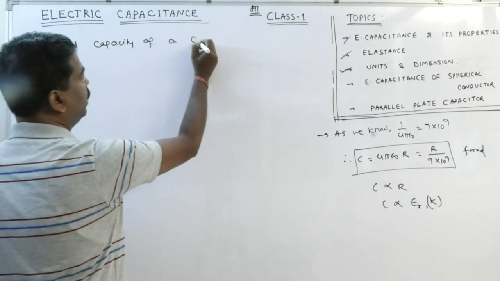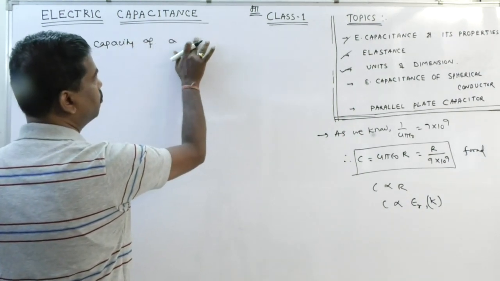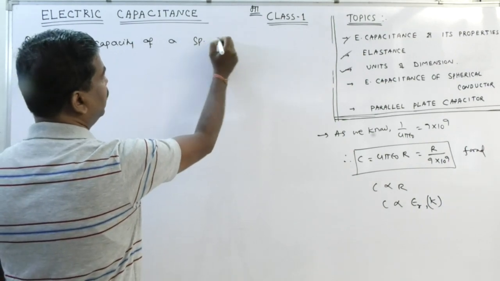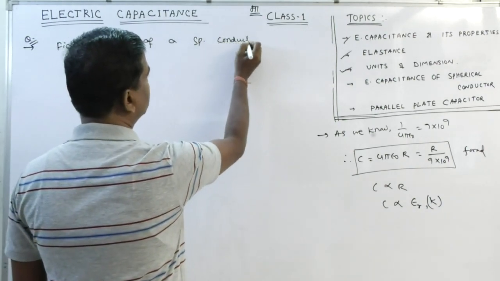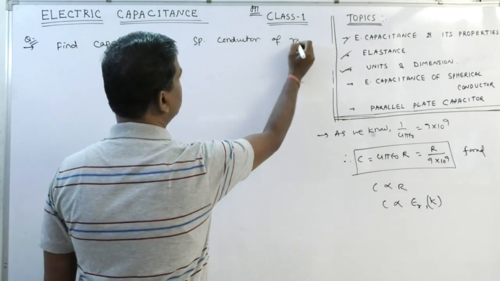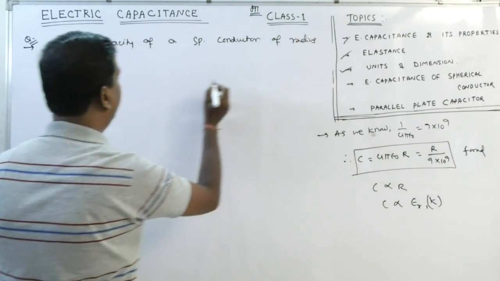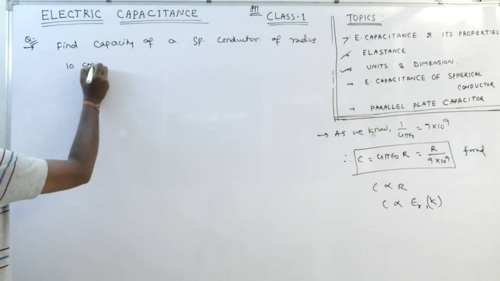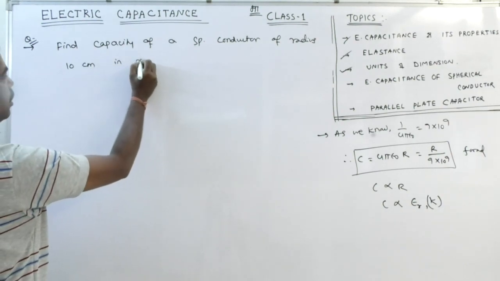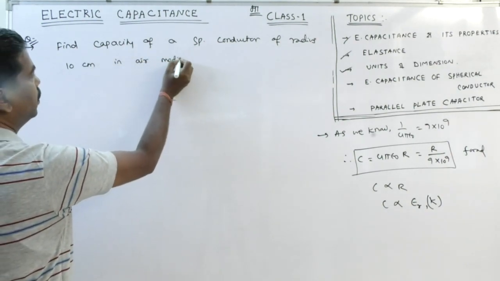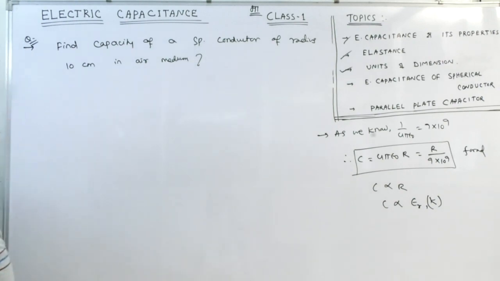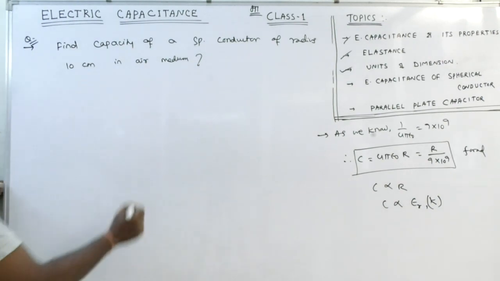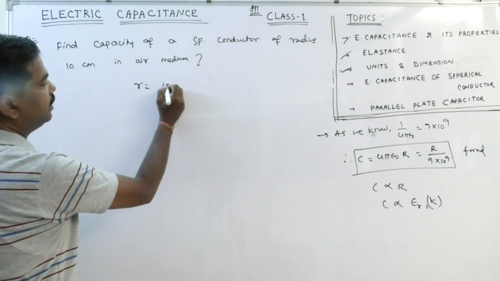Find the capacity of a spherical conductor of radius 10 cm in air medium. Listen to me. R is 10 cm.